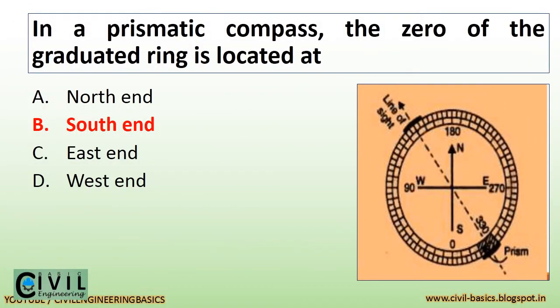In a prismatic compass, the zero of the graduated ring is located at south end.